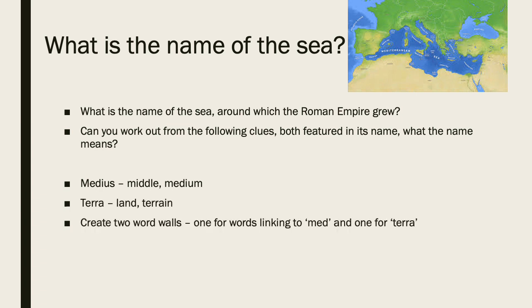Your next question is, what is the name of the sea around which the Roman Empire grew? And there are clues here, linguistic language clues, to help you figure out the name. The first one is the word medius, which is a Latin word which means middle or medium. And then the second word is terra, which is also Latin and means land or terrain. So from those words, medius and terra, can you tell me what is the name of that sea around which the Roman Empire grew?